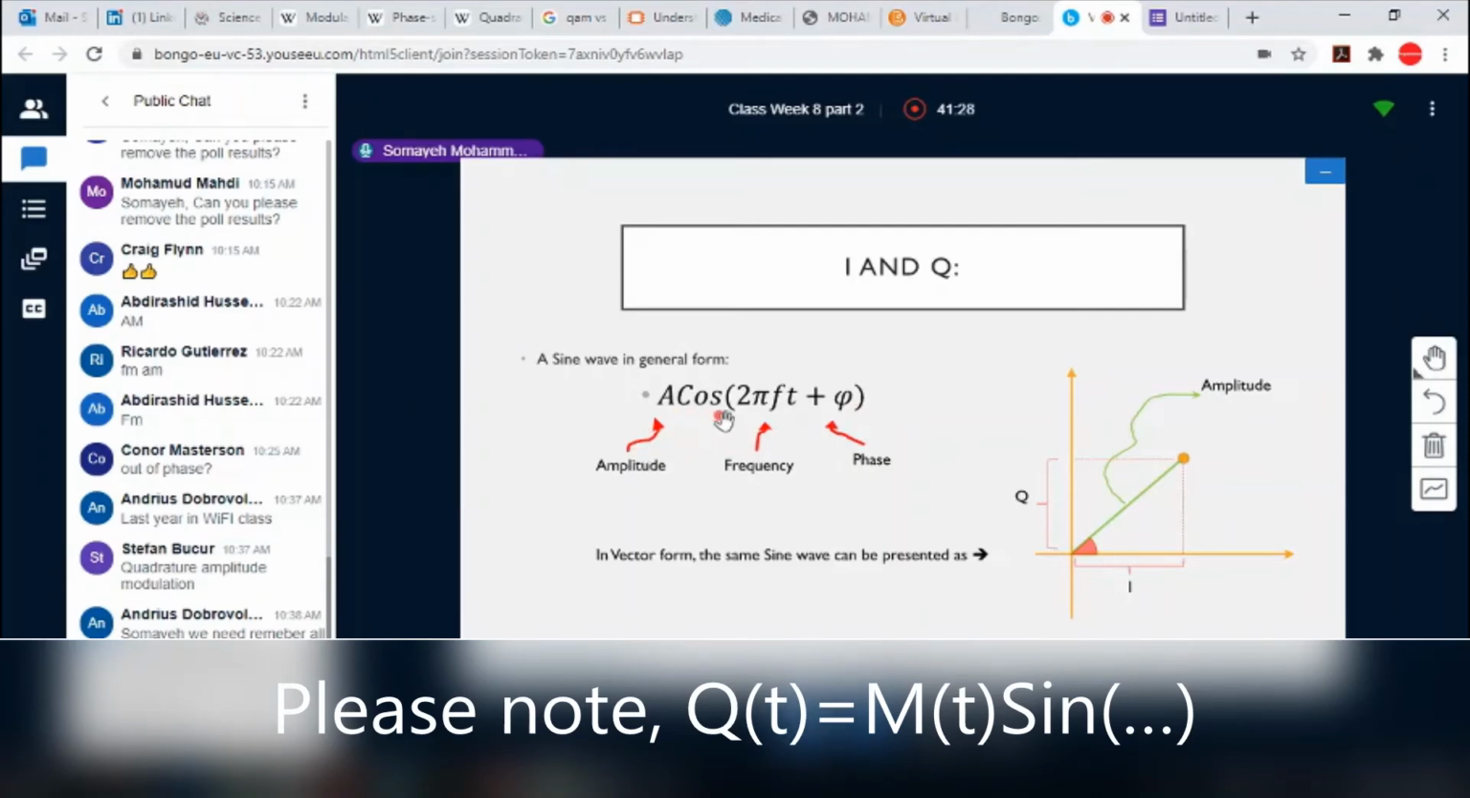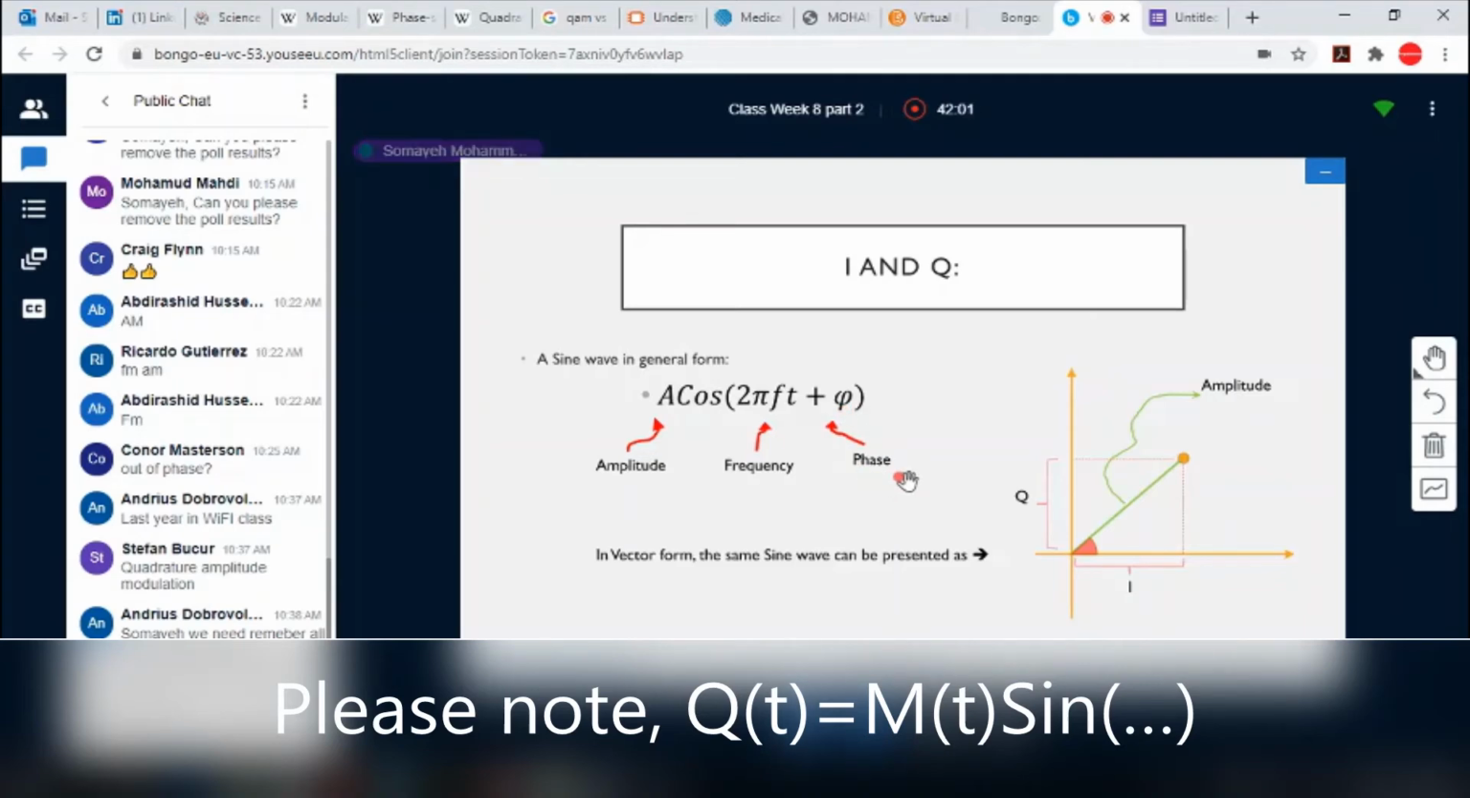We use cosine to represent the typical sinusoid, but you know that it might change by changing the phase. So the A would represent the amplitude of that wave or signal. Many times I use wave, many times I use signal, but I'm referring to the same thing. And then the f here would represent the frequency, and the phi here is representing the phase.